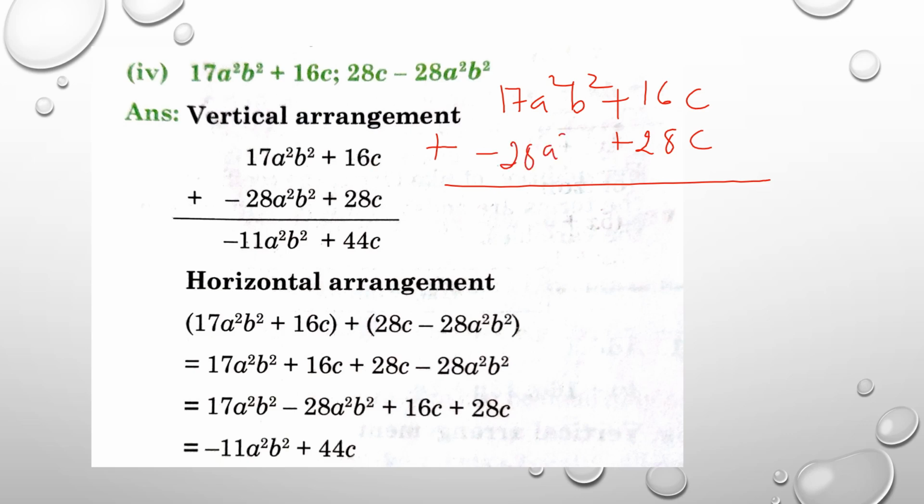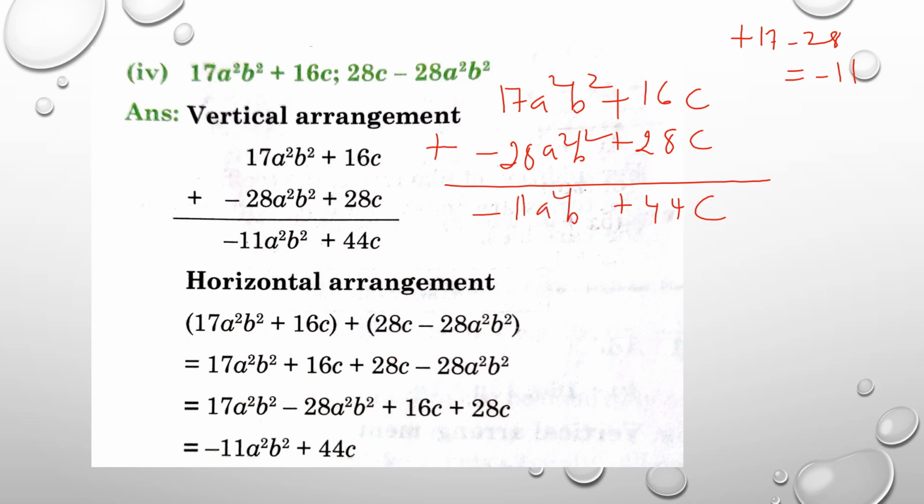Now you have to add the coefficient. 16 plus 28 is what? 44. So 44c, plus and plus will become plus. Now 17 and minus 28. What you have to do? Subtraction. One negative sign, one positive sign, so subtraction. 28 minus 17 is what? 11. 28 is a bigger number, so minus 11a square b square.